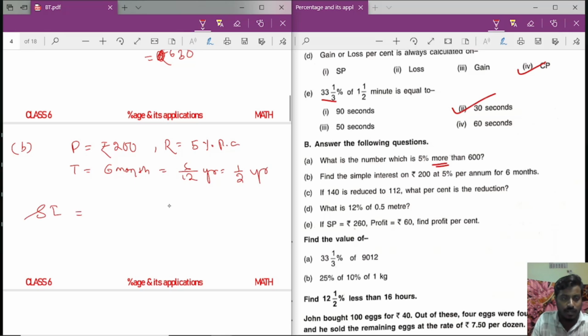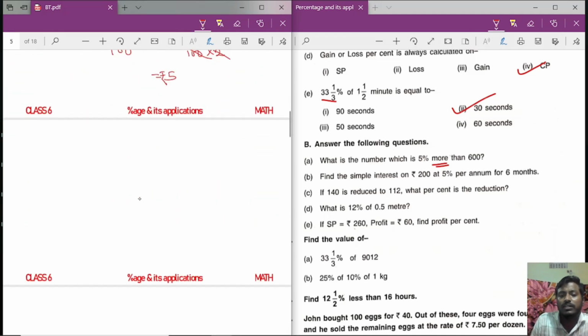Now put in the formula. SI formula is P into T into R by 100, that is P equal to 200 into T equal to 1 by 2 into R, that is 5 divided by 100. Okay. Now 0000 cancel, 2 cancel, that is 5. So the answer is 5 rupees. Okay, next question. Question number C.